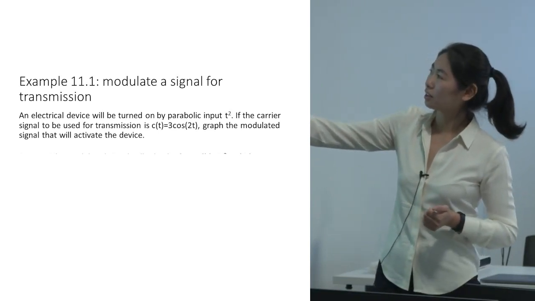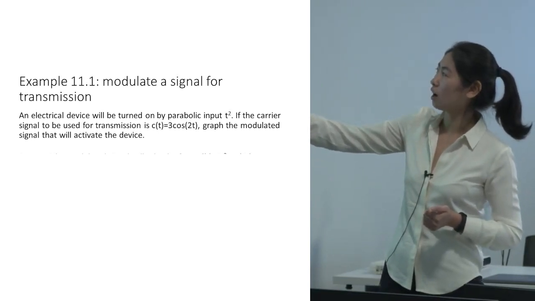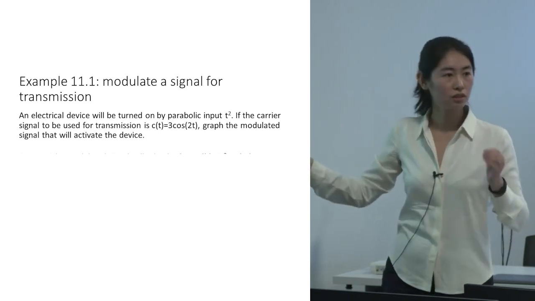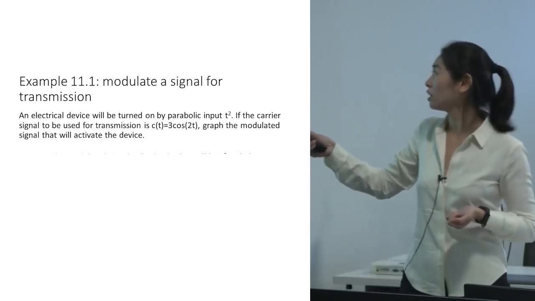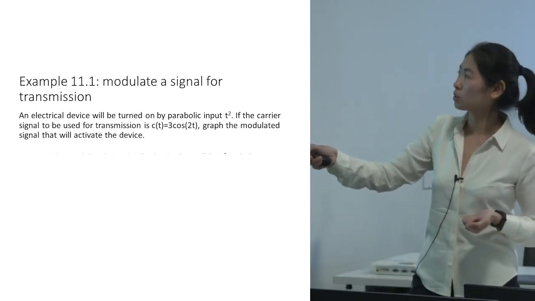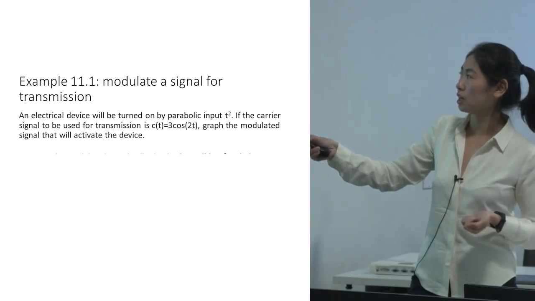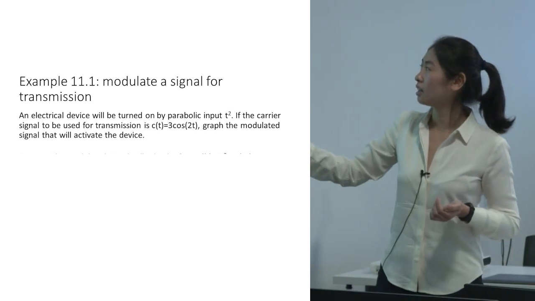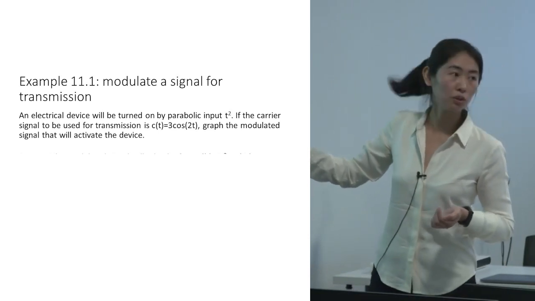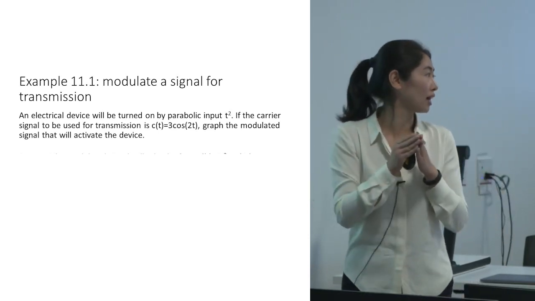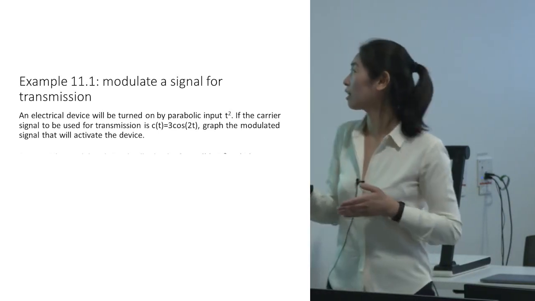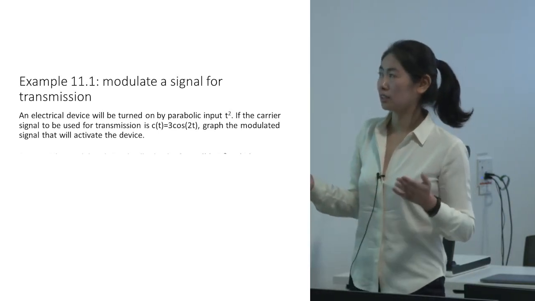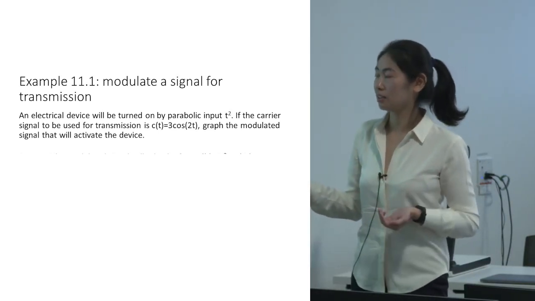So here I have an electrical device that will be turned on by a parabolic input. So this is my input signal, t squared. If the carrier signal to be used for transmission is c of t equals 3 times cosine 2t, and this is our carrier signal, so we are applying this carrier signal to our input. Basically, you're multiplying these two functions together. Graph the modulated signal that will activate the device.